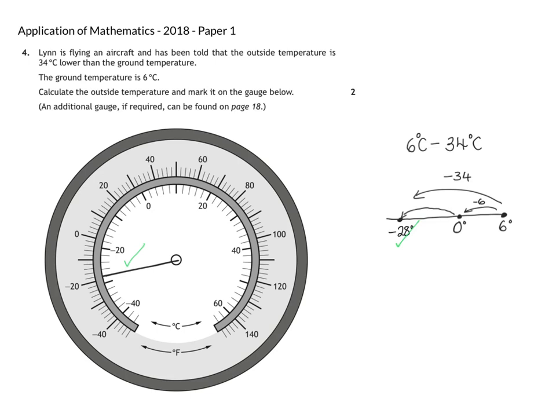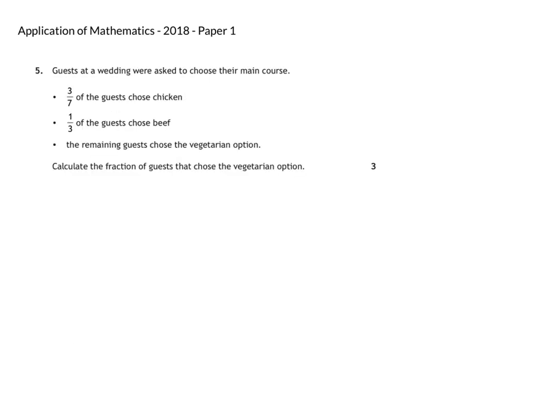So let's go on to question 5. Right, question 5. So we've got guests at a wedding were asked to choose their main course. 3/7 of the guests chose chicken, 1/3 of them chose beef, and the remaining guests chose the vegetarian option. We have to work out the fraction of guests that chose the vegetarian option.